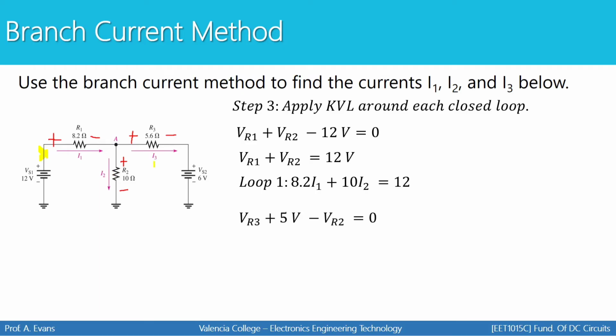Next, I'm going to go to the next loop. I'm going to start right here and go clockwise. So I get VR3 plus 5 volts minus VR2 equals 0.